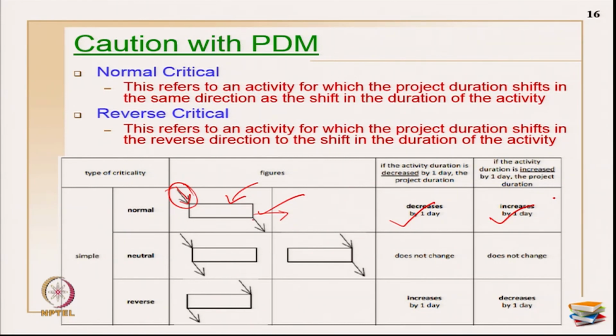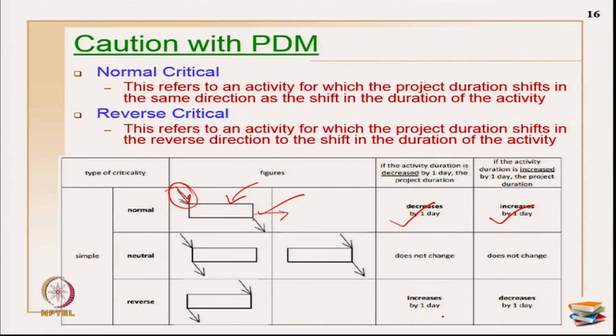Okay. There is something called neutral critical and reverse critical, which is what I have written here. Reverse critical, this refers to an activity for which the project duration shifts in the reverse direction to the shift in duration of the activity. If I am decreasing the activity duration by 1 day, project duration is increasing by 1 day.